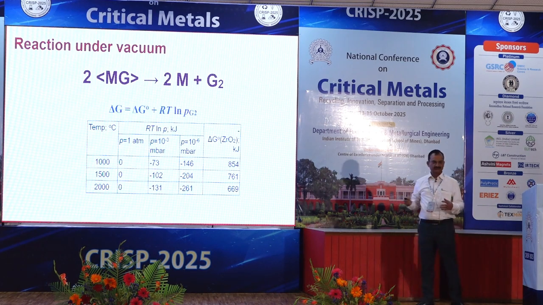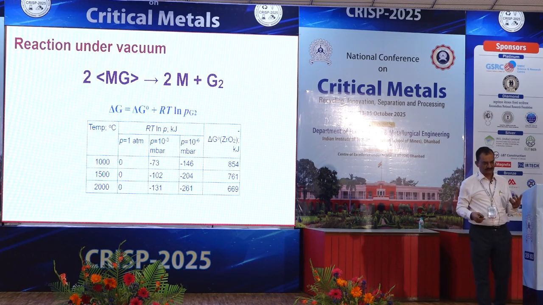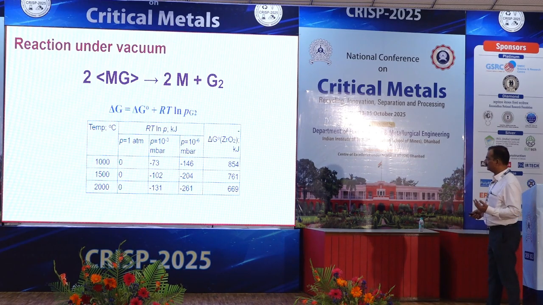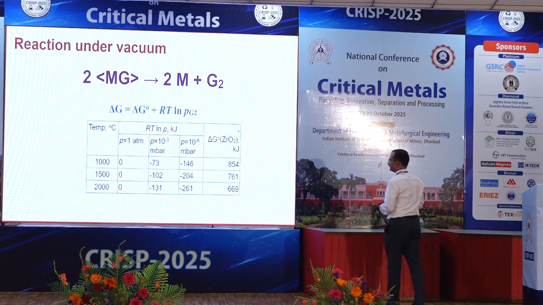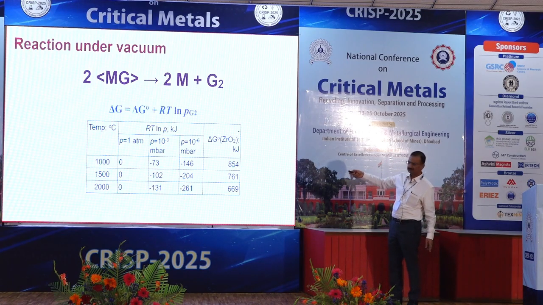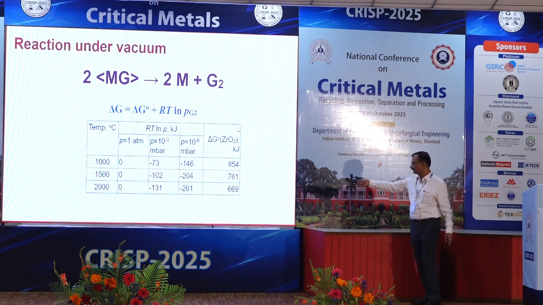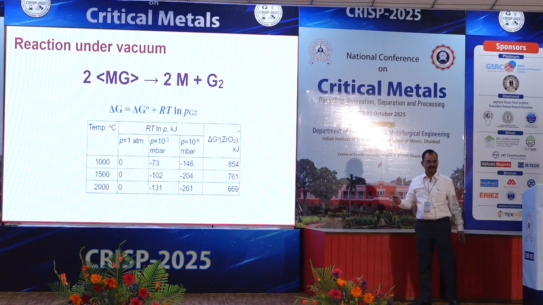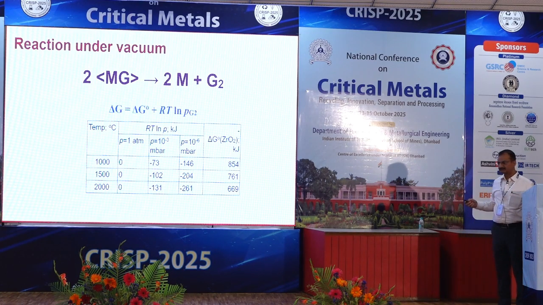So this is as far as reduction under atmospheric conditions is concerned. But if you can do the reduction of an oxide under vacuum, then you have this advantage. Delta G becomes delta G naught plus RT ln P(CO), and then you get this advantage, and many reactions which are not feasible at atmospheric conditions become feasible.